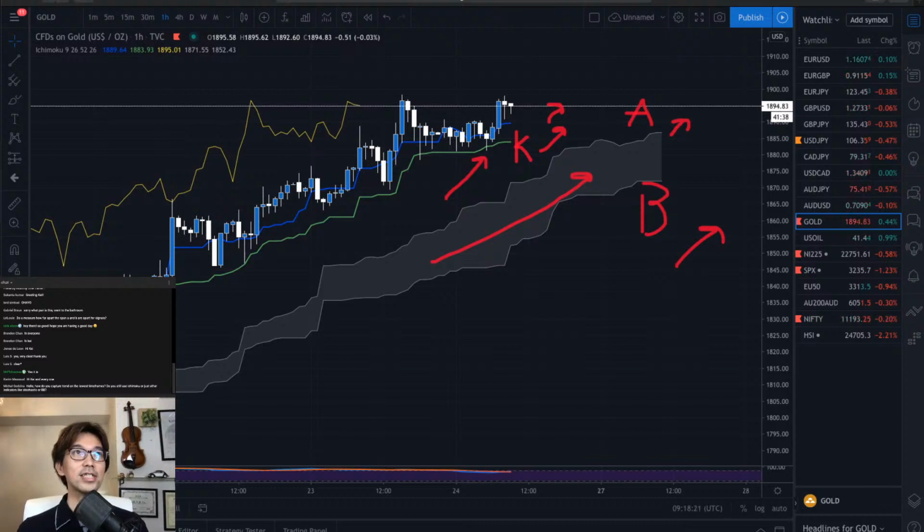What pair is this? Oh, this is the gold. This is the gold, as you can see on the left side here.